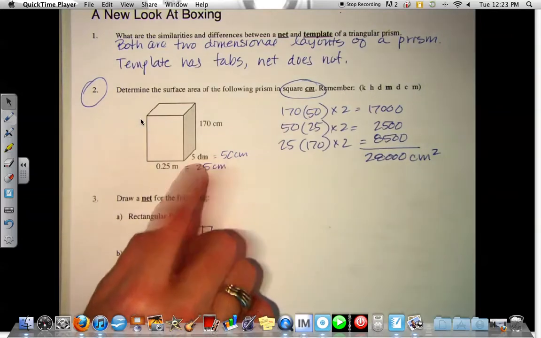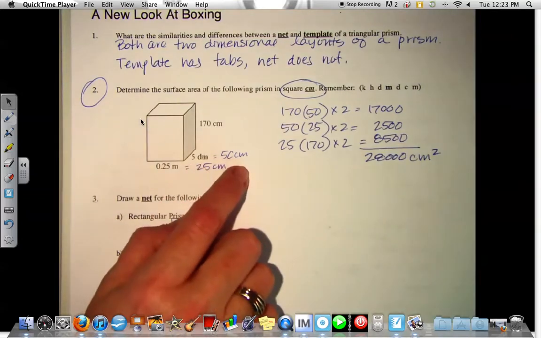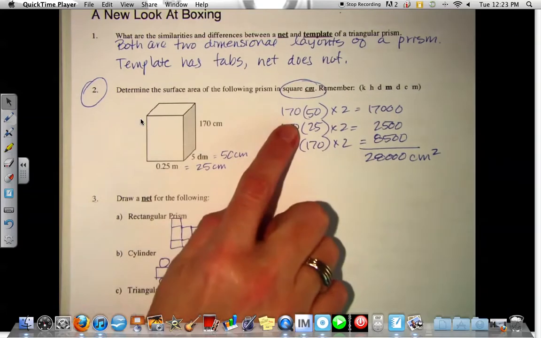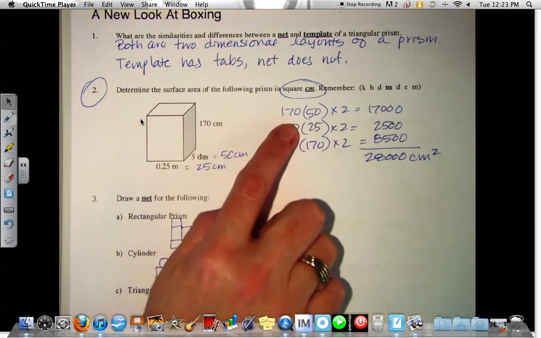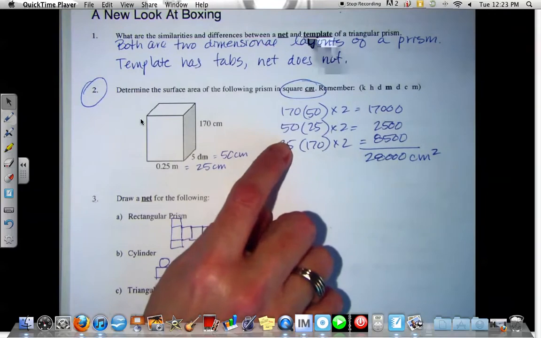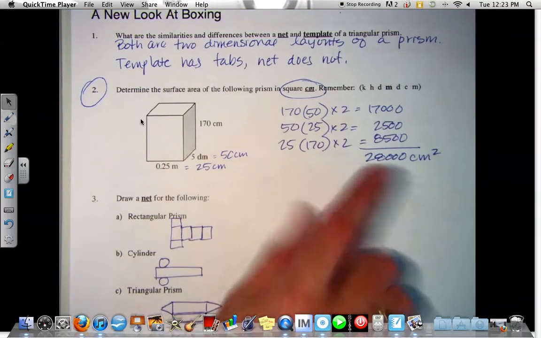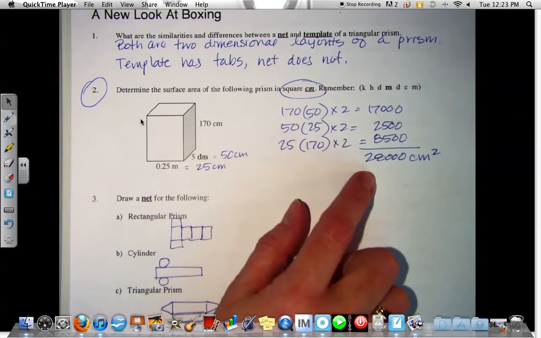So 5 decimeters is equivalent to 50 centimeters. 0.25 meters is 25 centimeters. So you have 2 surfaces that are 170 by 50, 2 that are 50 by 25, and 2 that are 25 by 170. Gives you a total of 28,000 centimeters squared.